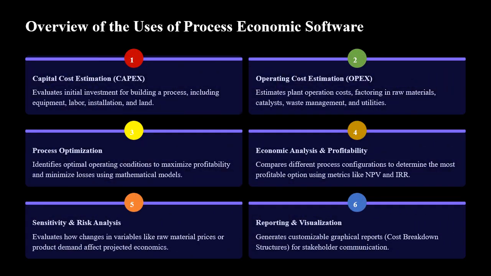So this slide gives an overview of the uses of process economic software. As mentioned before, they are used for capital cost estimation and operating cost estimation, that's the CAPEX and OPEX. They are used for process optimization. They are also used for economic analysis and profitability, sensitivity and risk analysis, and reporting and visualization.